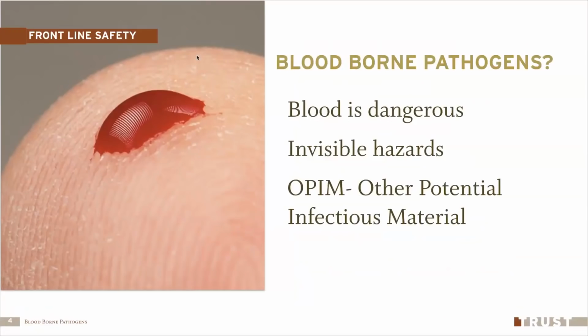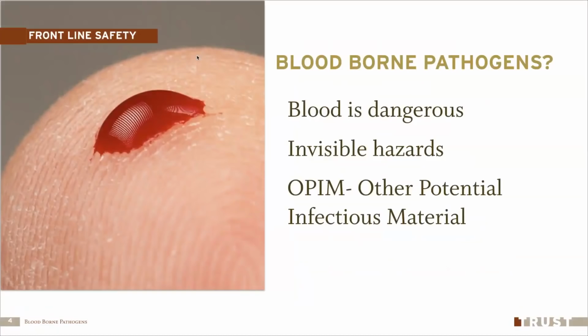But we need to realize that blood is dangerous. It may look like anybody else's blood, but there are diseases out there that we may not know about. We don't know what people do or how they live their life or their lifestyle, and you may not know what's there. So we need to learn to treat it as if it is dangerous and protect ourselves. These are invisible hazards. We can't see them. We don't know for sure, and so we always have to assume that we need to protect ourselves first.